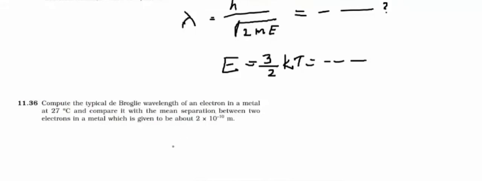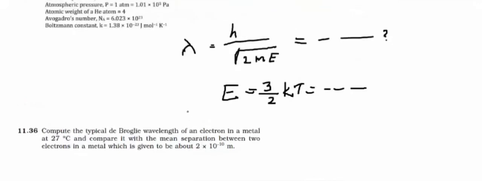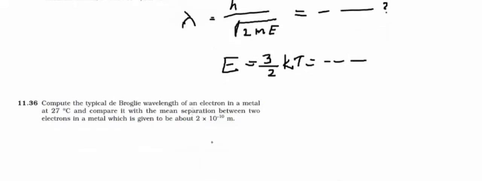36. Compute the typical de Broglie wavelength of an electron in a metal at 27 degrees Celsius and compare it with the mean separation. So that also you can solve using the same formula which we have used in question 35. Find the value of lambda and find the value of E also. Here also temperature is given, so you can find the same. Now question 37.